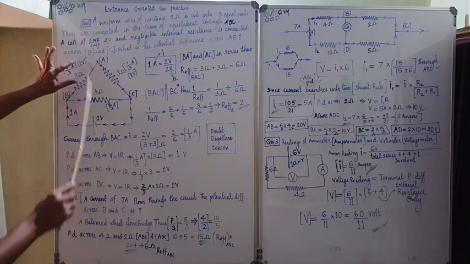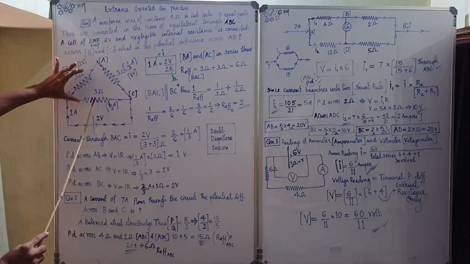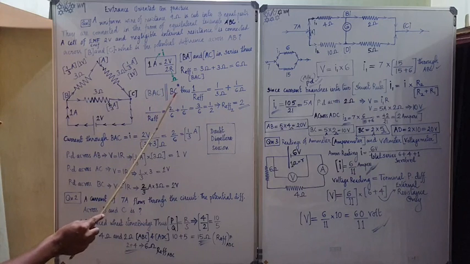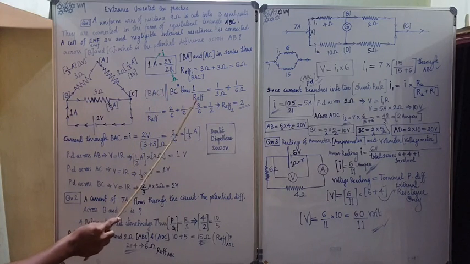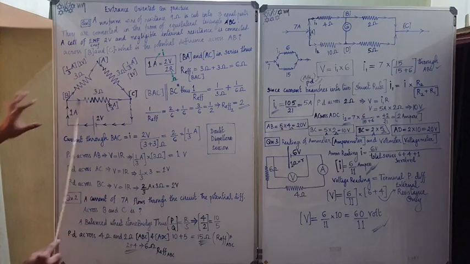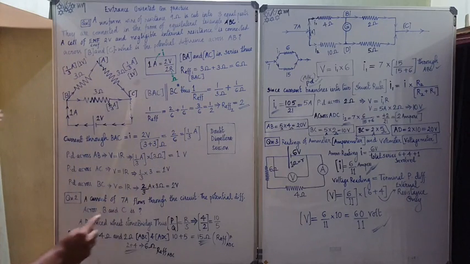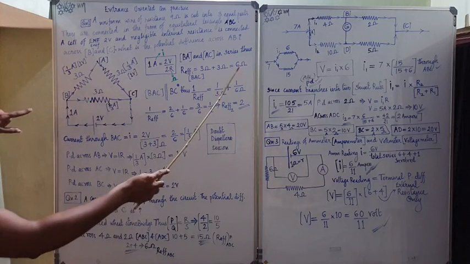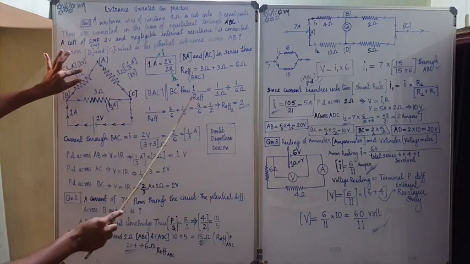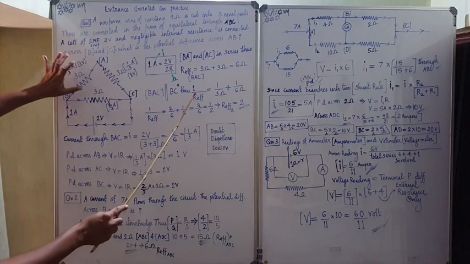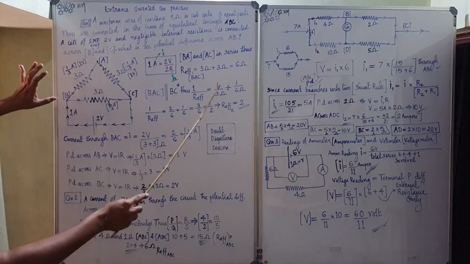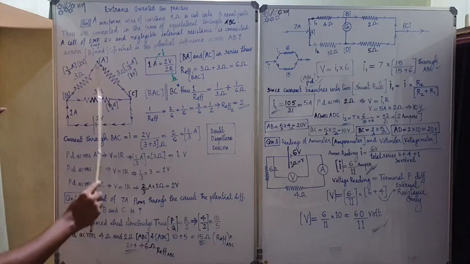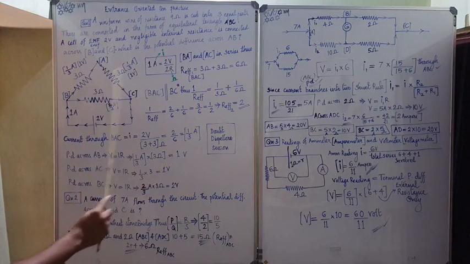And this 6 ohm is now in parallel to this 3 ohm. So the parallel connection is BAC parallel to BC. Then 1 by R effective is equal to 1 by 3 plus 1 by 6. In the parallel connection, 1 by R effective is equal to 1 by R1 plus 1 by R2. R1 is this, R2 is this, which is found by this.